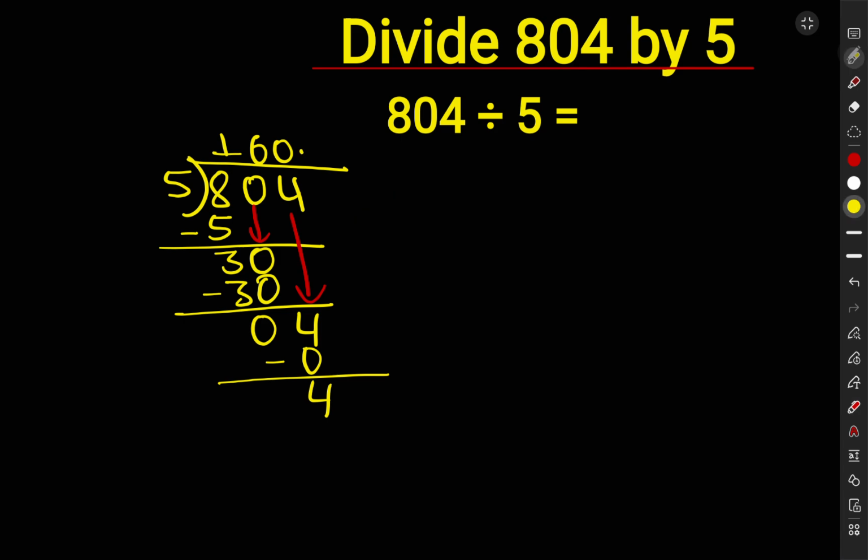So we take a decimal here, so that we put 0. So it is 40 and 5 times 8 is 40. On subtracting we get 0. So 804 divided by 5 is 160 decimal 8.